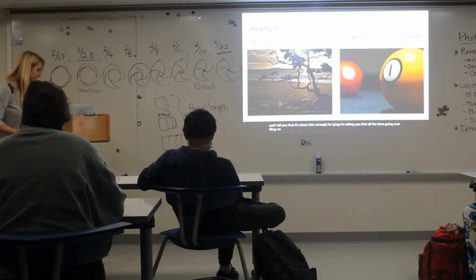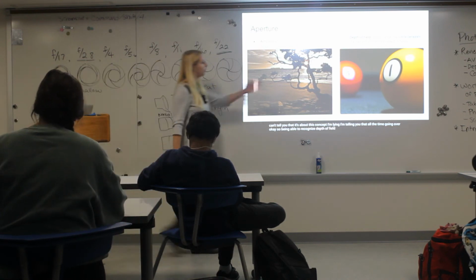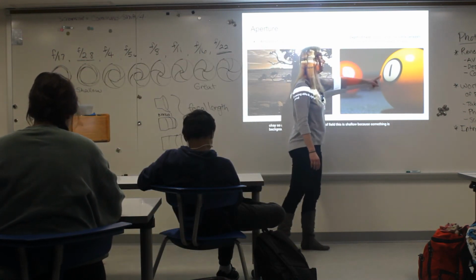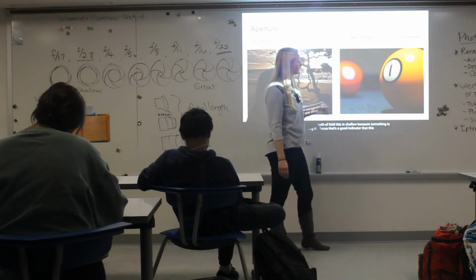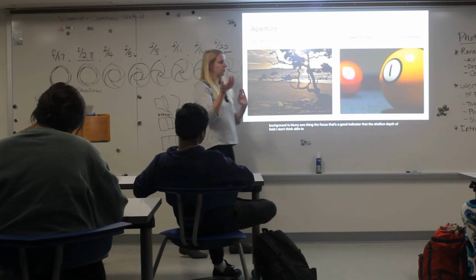Okay, so being able to recognize depth of field, that this is shallow because something in the background is blurry, just one thing is in focus. That's a good indicator that this is a shallow depth of field. And just being able to match that with the right F number.